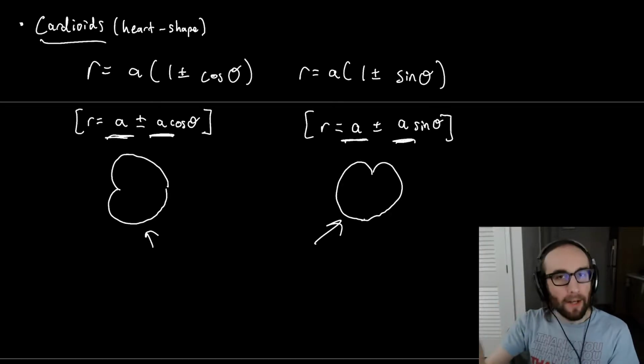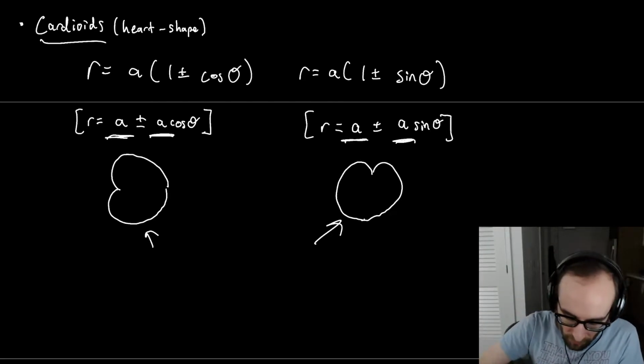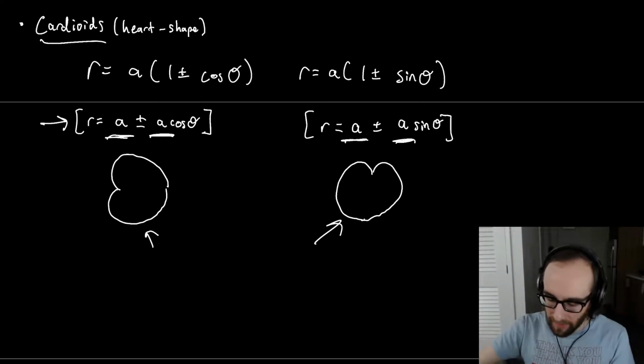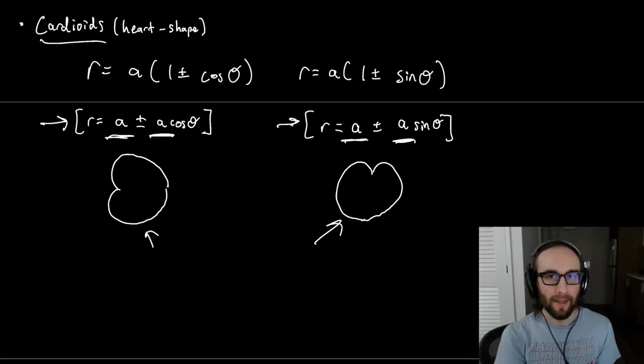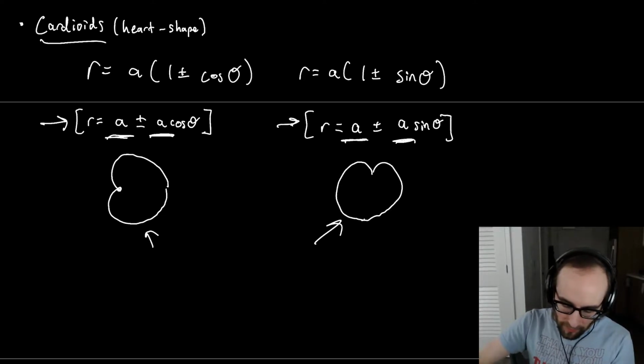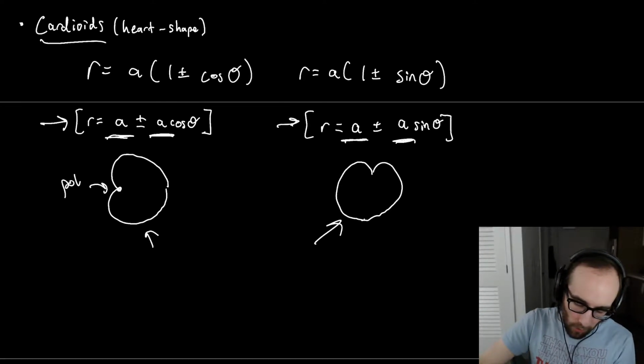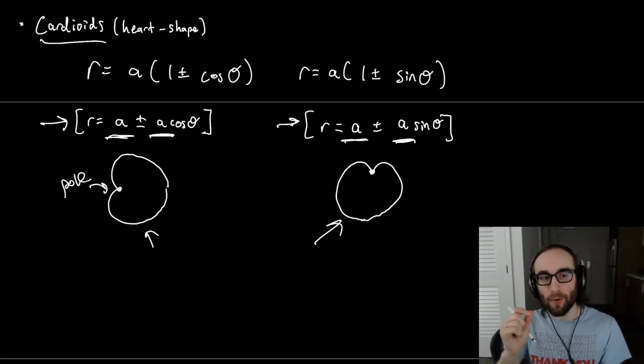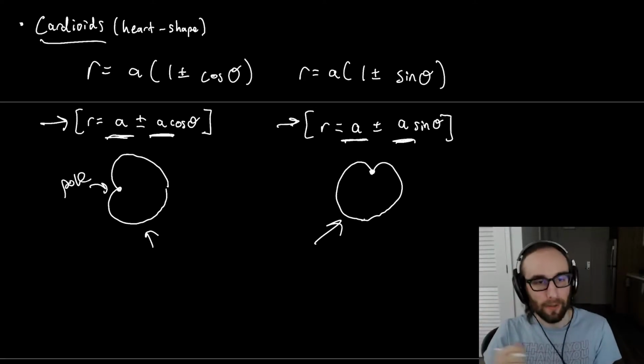So we ended with cardioids last time, and I wrote this alternate form, r equals a plus or minus a cosine theta, or r equals a plus or minus a sine theta. One note about cardioids is they always pass through the pole also. So the end of that indentation is always going to be the pole or the origin.